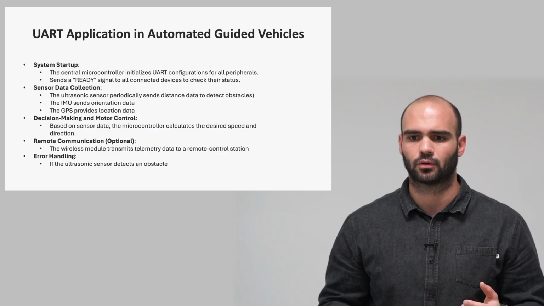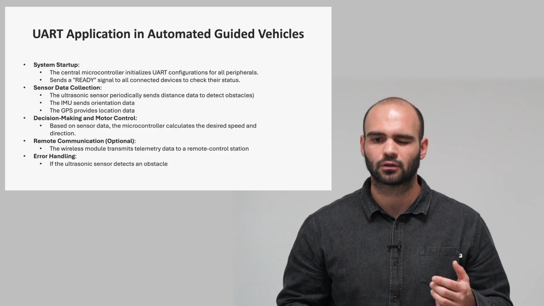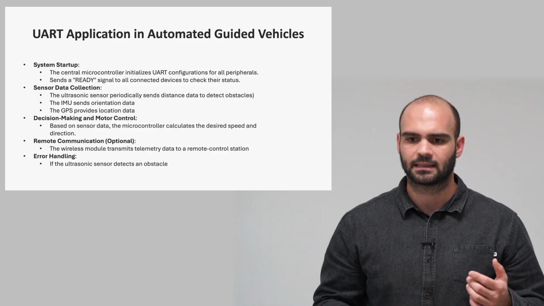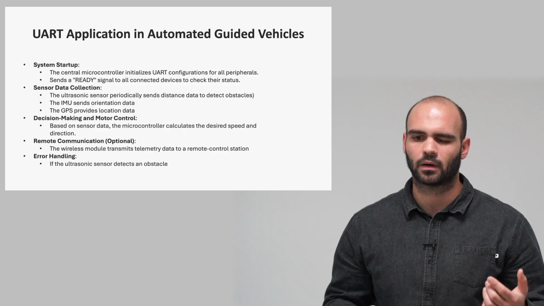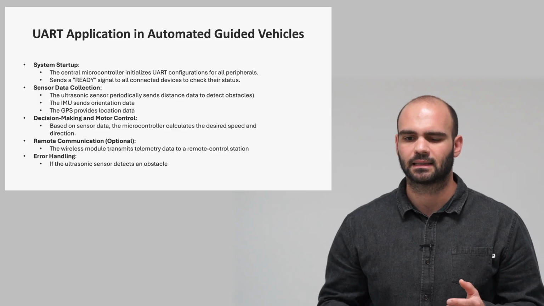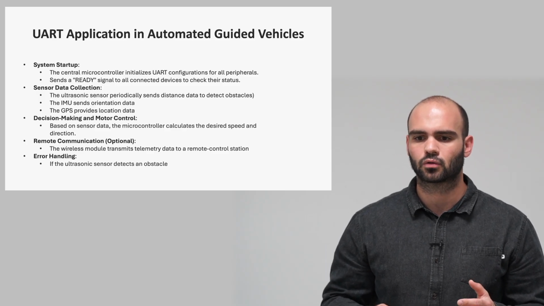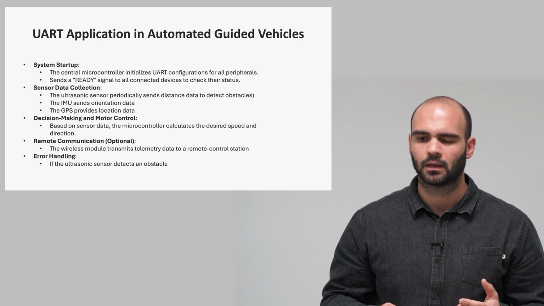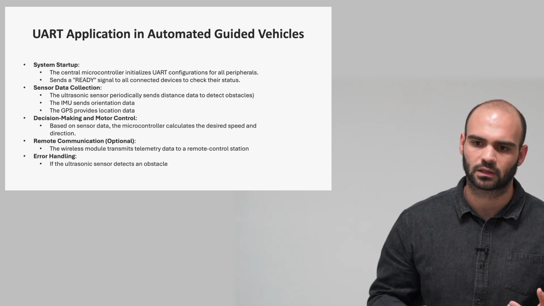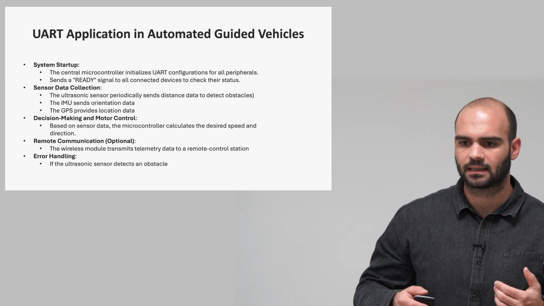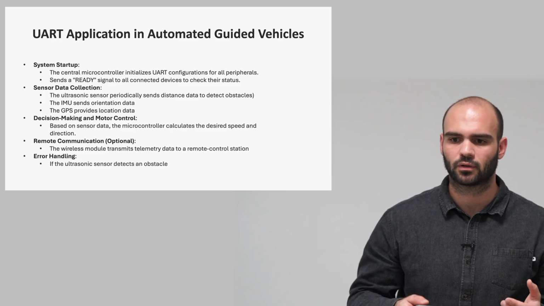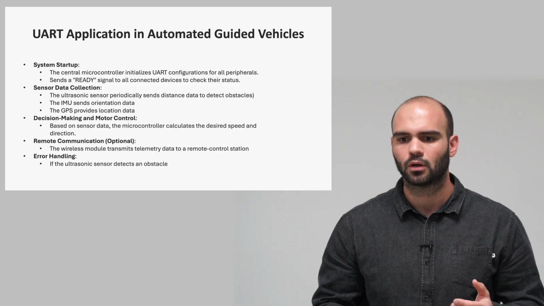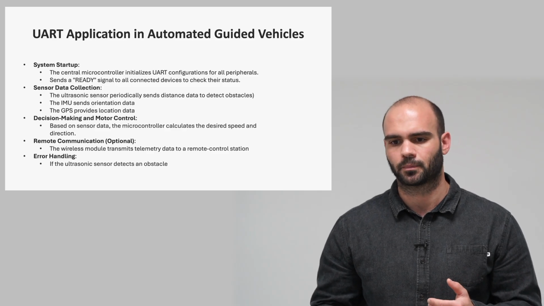Let's go a bit deeper into how UART communication works inside an automated guided vehicle. At system startup, the main microcontroller sets up the UART configuration and sends a ready signal to all connected modules to confirm they are active. During the sensor data collection, the ultrasonic sensor sends distance data to detect obstacles. The IMU provides orientation data and the GPS module reports the vehicle position.